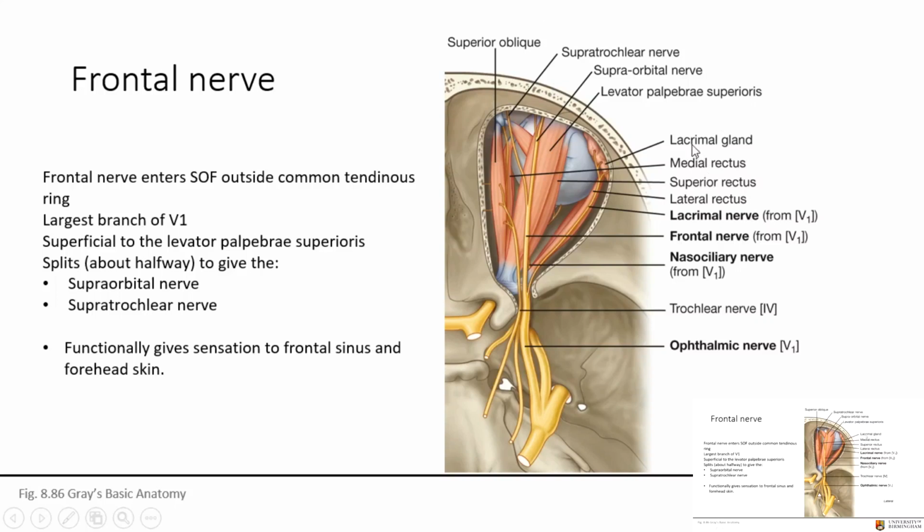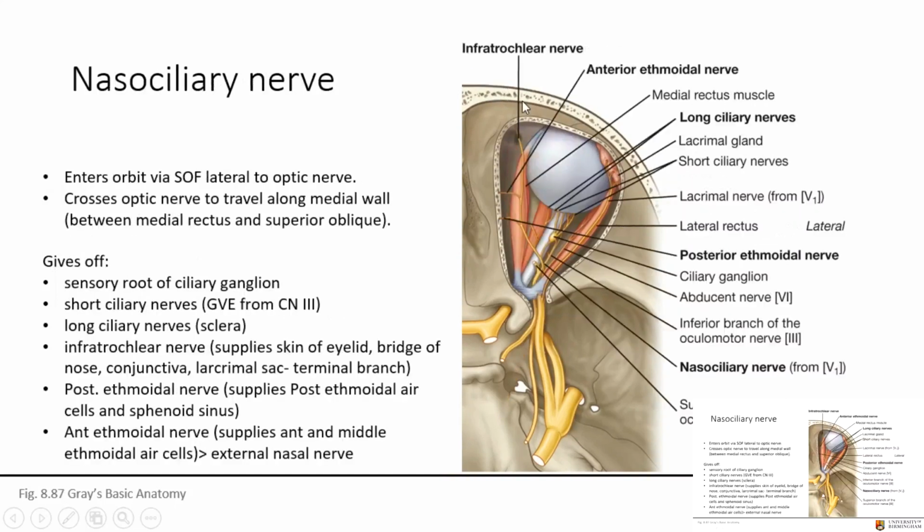What else? This one will give sensation to the frontal sinus first of all, and then they come up and give sensation to the skin of the forehead. Then the nasociliary nerve is going through the common tendinous ring. It goes a bit more laterally, and it then crosses the optic nerve to travel along the medial wall and give the terminal branches.